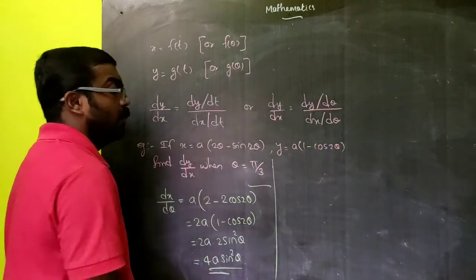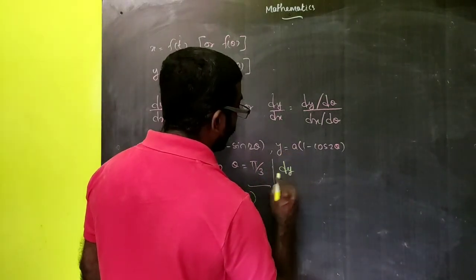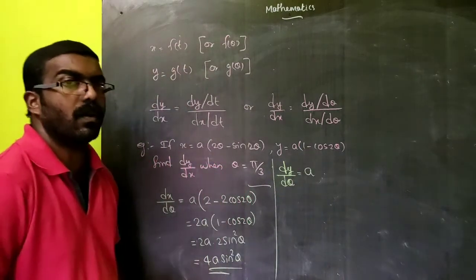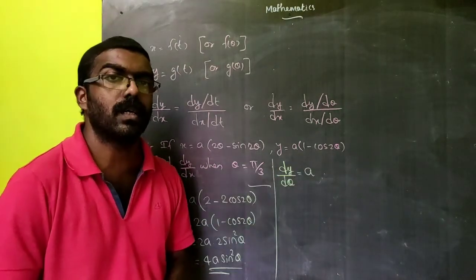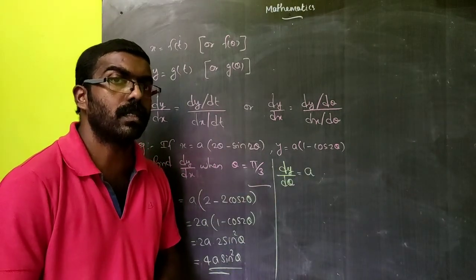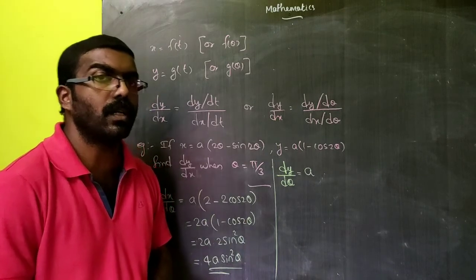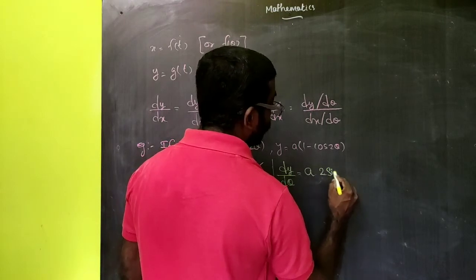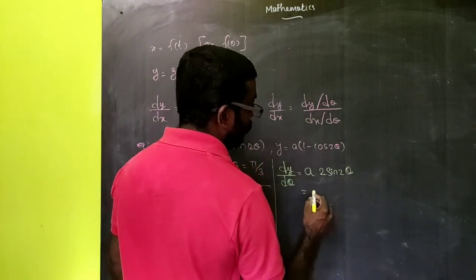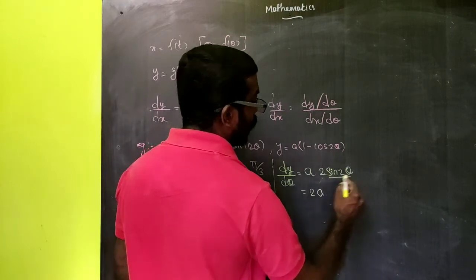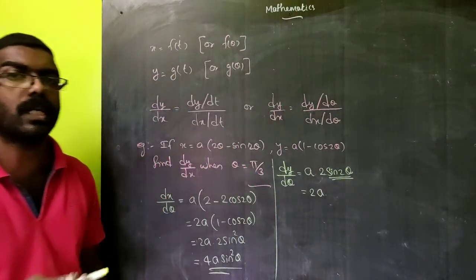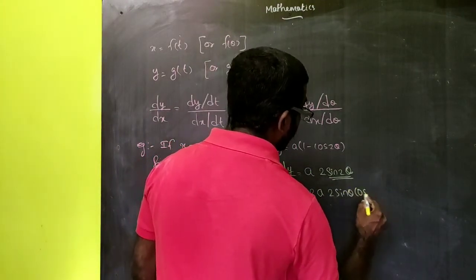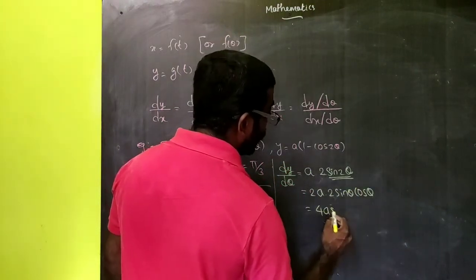Similarly, we can find dy by d theta from y. So dy by d theta is equal to a into derivative of 1 is 0, then derivative of minus cos 2 theta. Cos 2 theta derivative is minus sin 2 theta into 2. Here also 1 minus, so minus into minus is plus. So 2 sin 2 theta, or 2a sin 2 theta. Again we have the trigonometry formula: sin 2 theta is equal to 2 sin theta cos theta. So overall 4a sin theta cos theta.